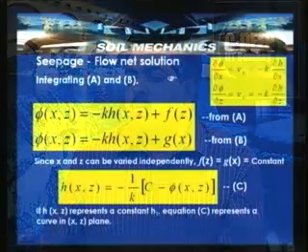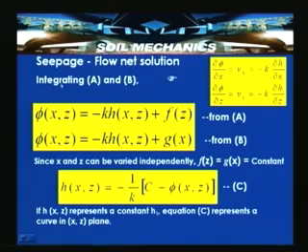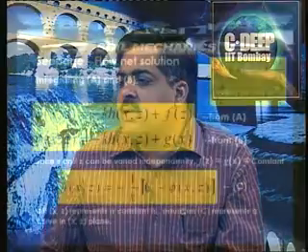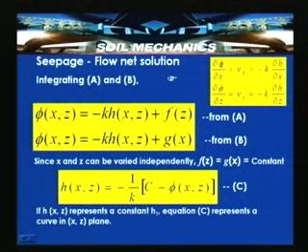Similarly, now the seepage, when you integrate A and B. Previously we have introduced A and B, and those equations are represented here again: ∂φ/∂x = Vx = -k ∂h/∂x, and ∂φ/∂z = Vz = -k ∂h/∂z. If you integrate from A, we will get φ(x,z) = -k h(x,z) + a function of z, and from B, φ(x,z) = -k h(x,z) + g(x), that is, g(x) is a function of x.